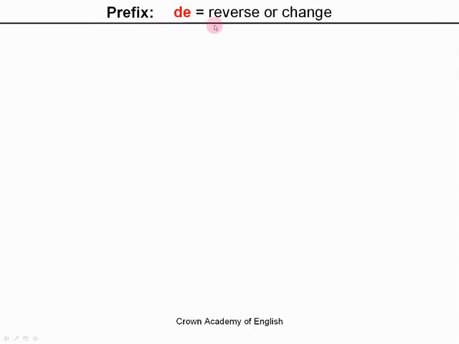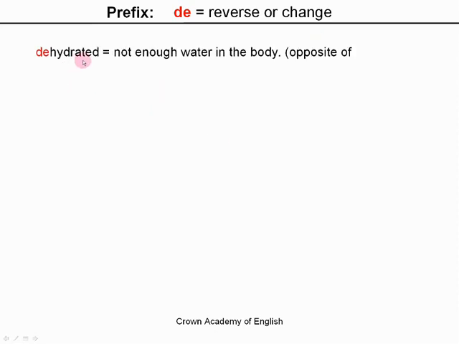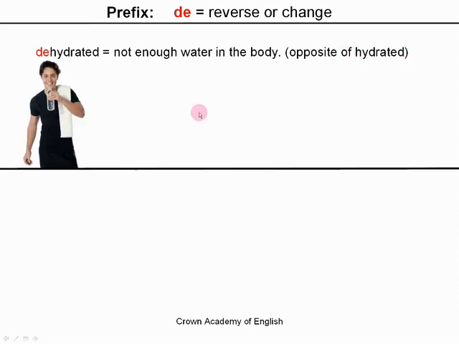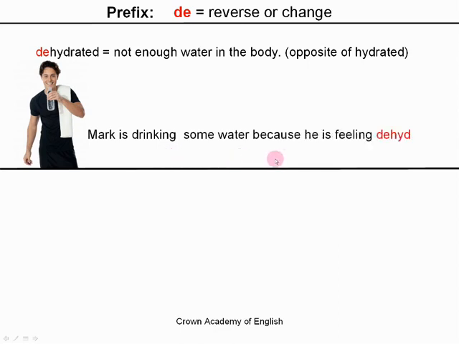D-E. This means reverse, or change, or opposite process. Example, dehydrated. This means not enough water in the body, and it is the reverse process of being hydrated. It's the reverse opposite of hydrated. Mark is drinking some water because he is feeling dehydrated.